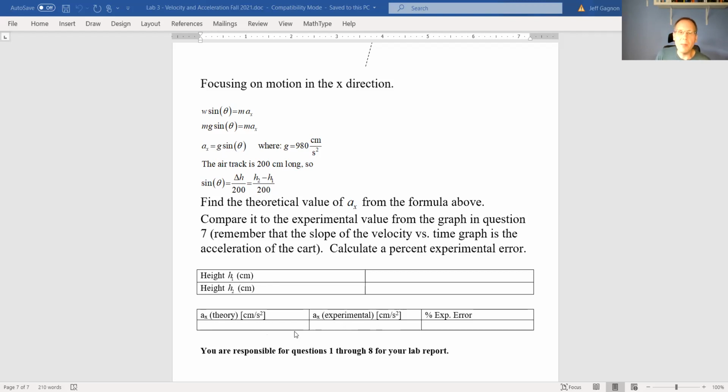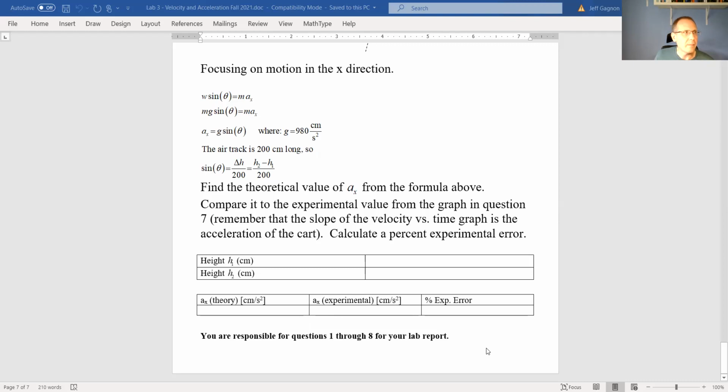So now I want you to compare these two values by computing the usual percent experimental error. So think of the theoretical one as being the accepted gold standard one. So that's the one you want to divide by. Okay, and then that's it. So hopefully that made sense and you learned something about constant velocity and constant accelerated motion. Thanks.